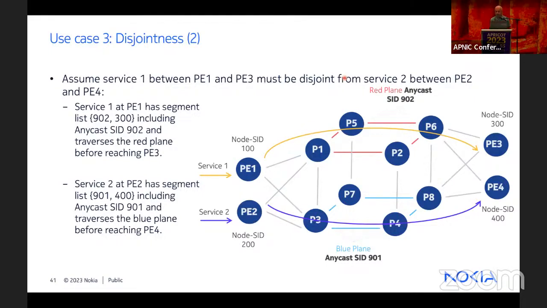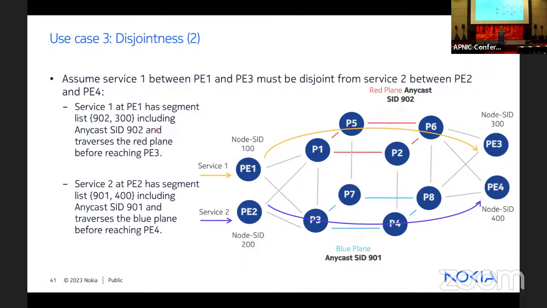Sorry, say that again. So the question is, if the link between PE1 and P1 is cut, and P1 and P2 is also down, and this one is down as well, and P1 and P3 is down. Yes. Then how would it know where to connect? Okay, good question. So the link between PE1 and P1 is down, this one's down, and that one's down as well.